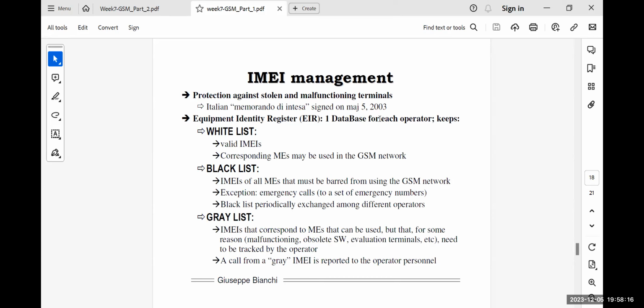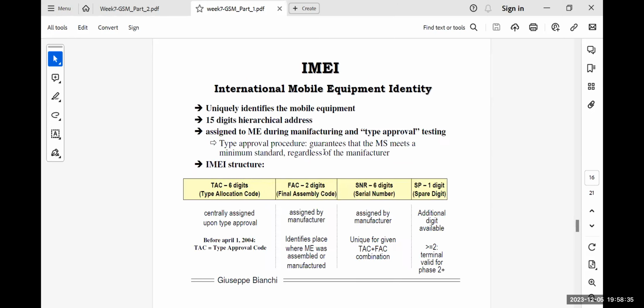Okay, this is important, the IMEI management. So this is basically the protection against stolen and malfunctioning terminals. The equipment identity register is basically something that is associated with IMEI. So we need to look at this equipment identity register.